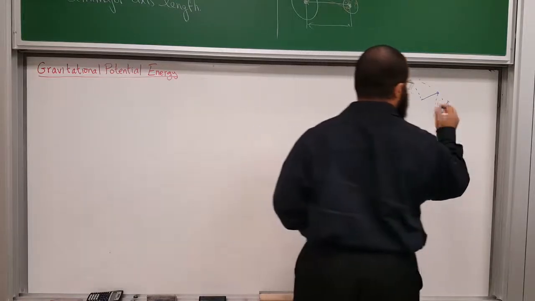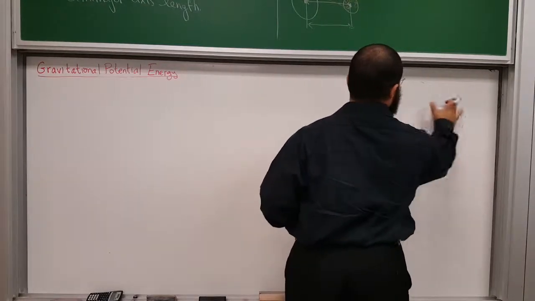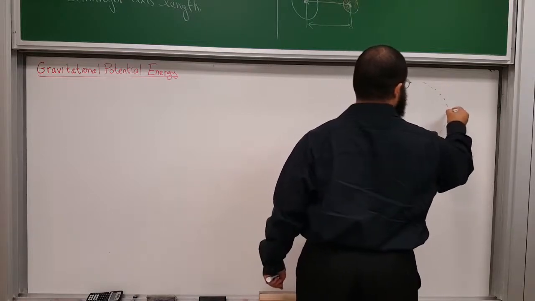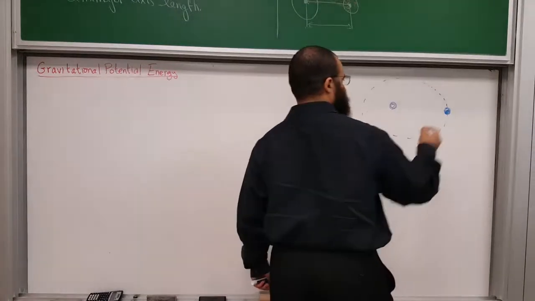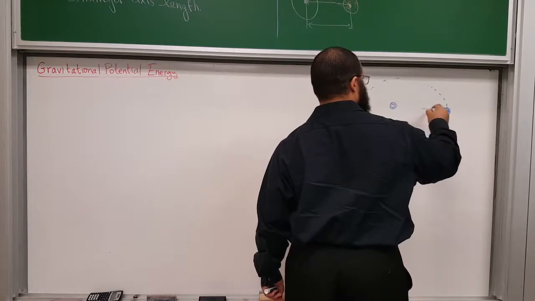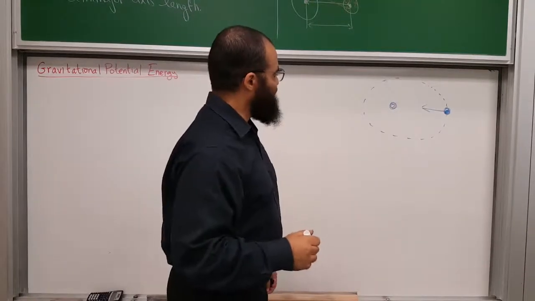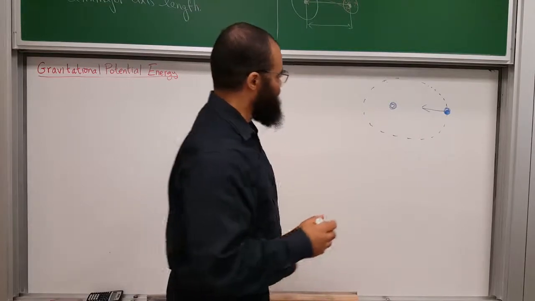So imagine it stops moving for a moment. Not stop moving, the tangential speed is 0. So it comes to here, right? So what happens? Well, if this initial speed is 0 and the force is this way, it will accelerate toward the sun. And so the question is, what would be the speed of Earth when it hits the sun?